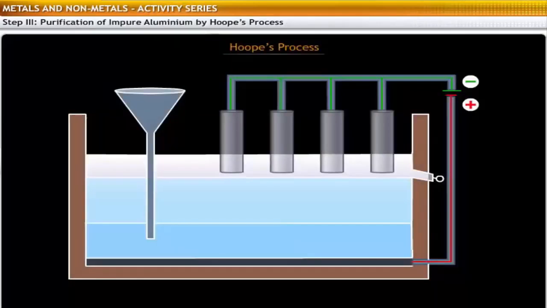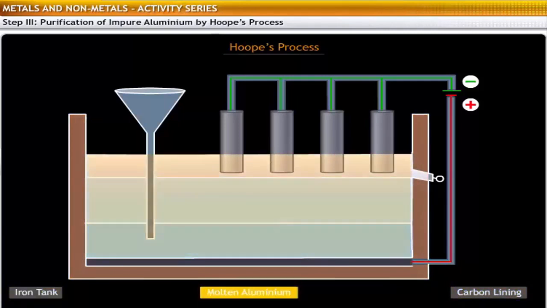The third step is purification of the electrolyzed output from Hall and Heroult's process. This is done by using a cell developed by Hoop. Therefore, the process is called Hoop's process. Hoop's cell consists of an iron tank lined at the base with carbon, and 3 layers of molten aluminium with different densities to prevent their mixing.